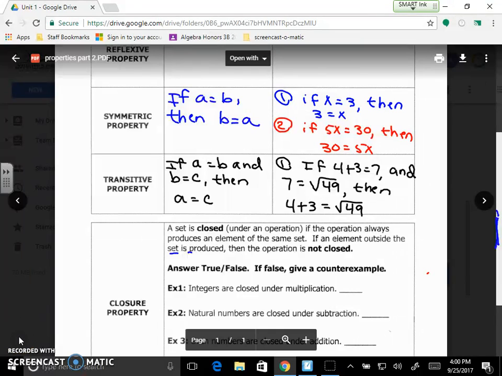Okay, so the closure property we'll discuss in class. Make sure you study these properties because I want you to be ready for an activity. So study and practice those properties, and I will see you in class.